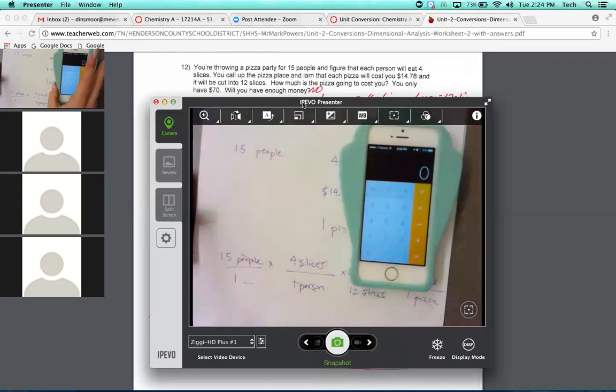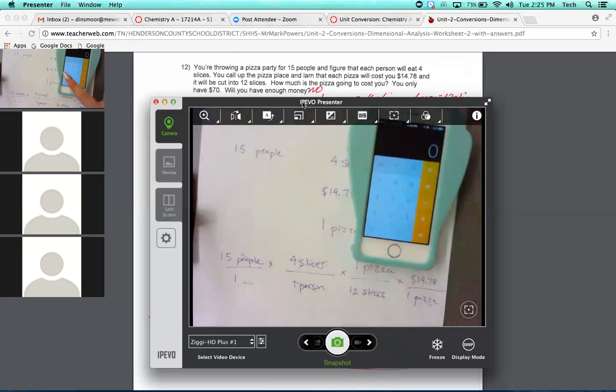Oops, covering up my numbers here. So we have 15 people, 4 slices, divided by 12 slices, and times 14.78. And we get that it's going to cost us $73.90. So if we look back at the question, do we have enough money?